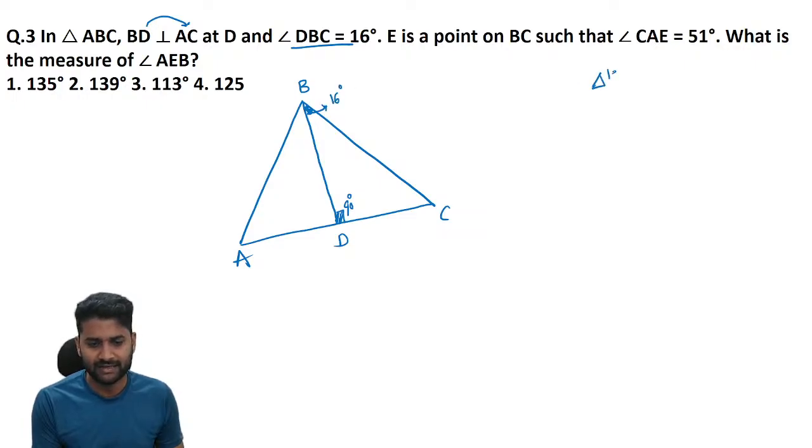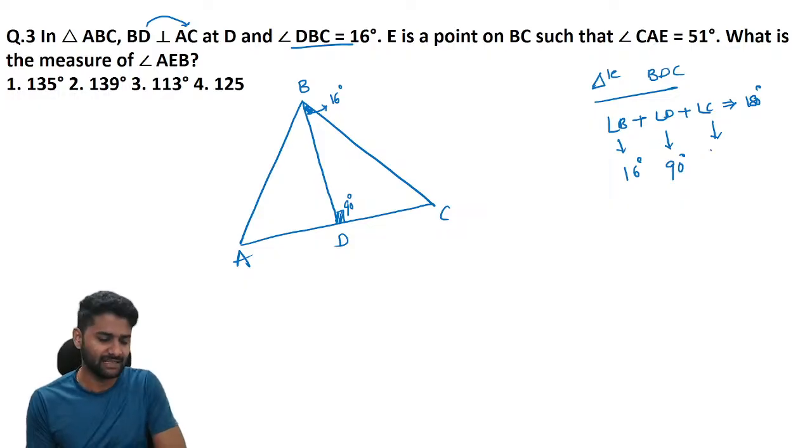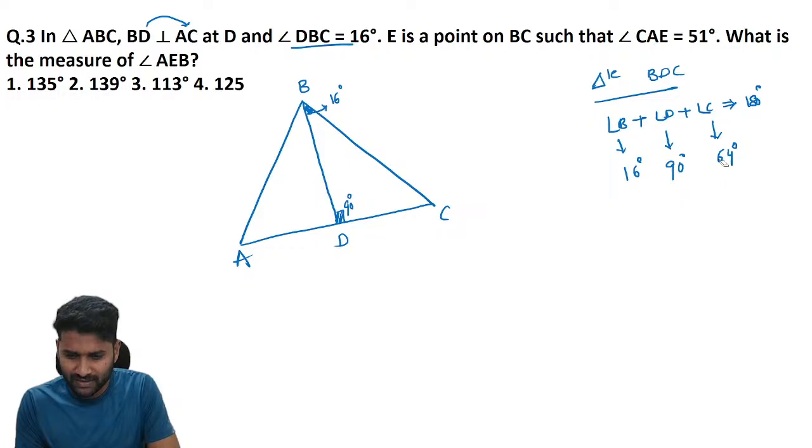In triangle BDC, the sum of the interior angles, angle B, angle D, angle C, is equal to 180 degrees. As you know, the D value is 90 and the B value is 16. So definitely the sum of these angles is equal to 180, right? Then angle C is equal to 64 degrees. 64 plus 16 is, we want 90, right? So 74 degrees.